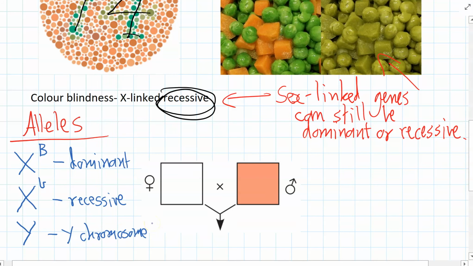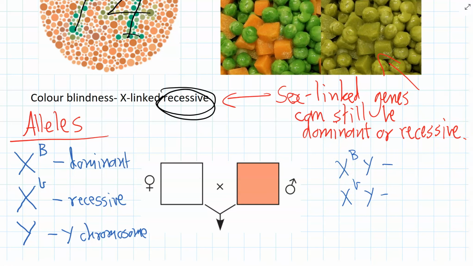So that means if we're writing the genotype of a male, males are either going to have the dominant allele and a Y, or the recessive allele and a Y. Which means males only have one copy of this particular allele, which means they're never heterozygous. So for sex-linked genes, when we're talking about males, males are called hemizygous.